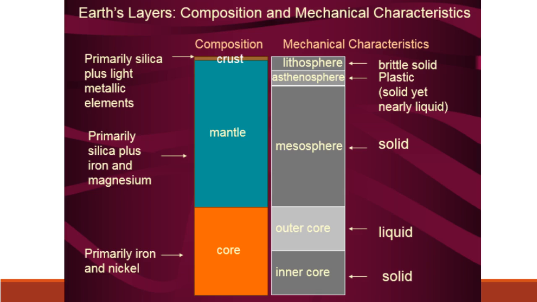On the other side of the table are its mechanical or physical characteristics. We can observe that the lithosphere is composed of a brittle solid part, and underneath it is a plastic, solid yet nearly liquid, asthenosphere. The lower mantle, historically known as the mesosphere, is composed of a solid structure. As we go inside, we will meet the outer core that is in a liquid state and the inner core that is a solid one.